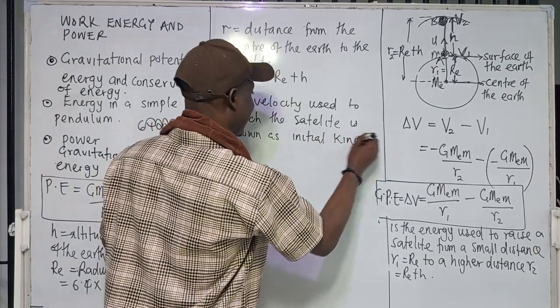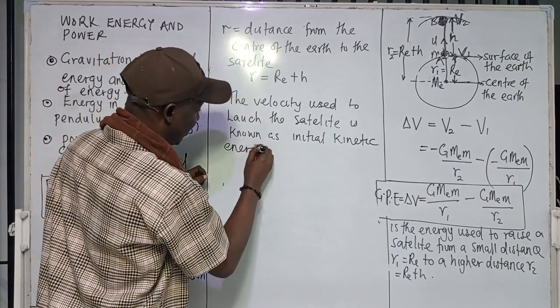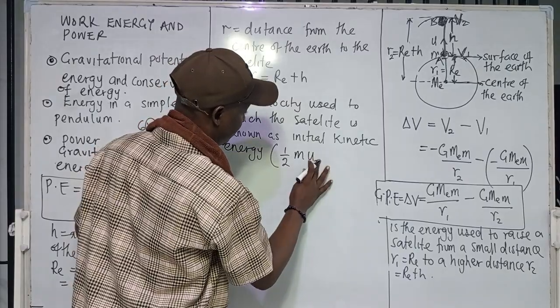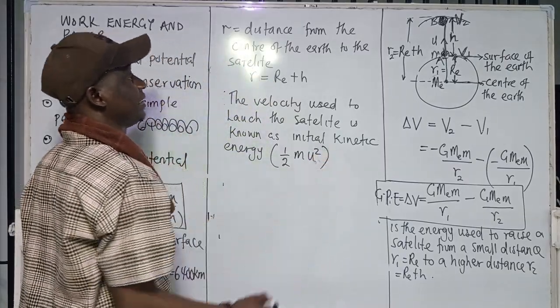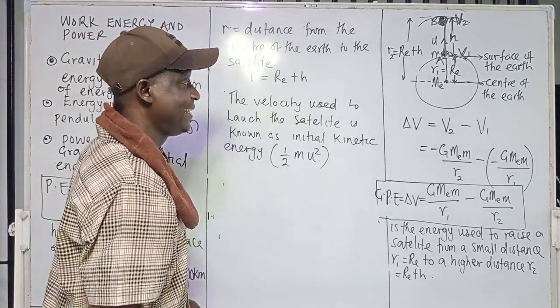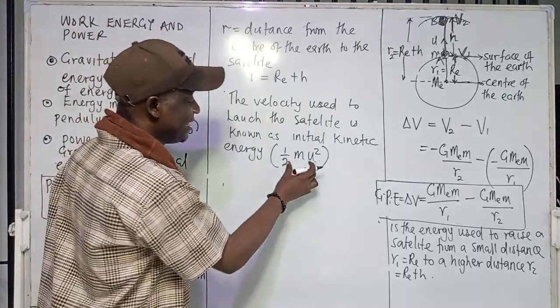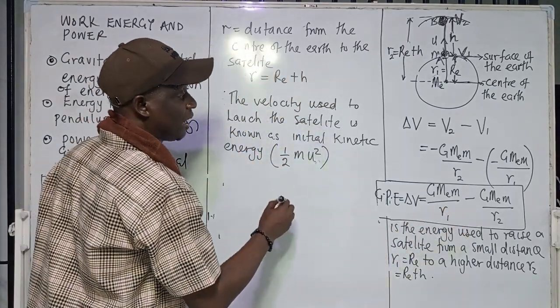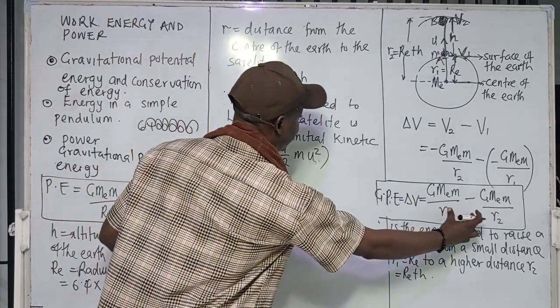Kinetic energy. Now look at it. It is written as half mu squared. You take that this kinetic energy. Now, listen. This energy is equal to what? This one, because it's the one that will help us to achieve this.